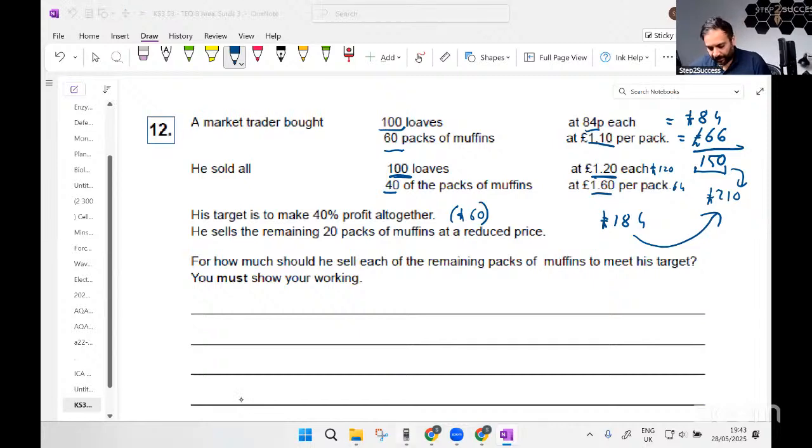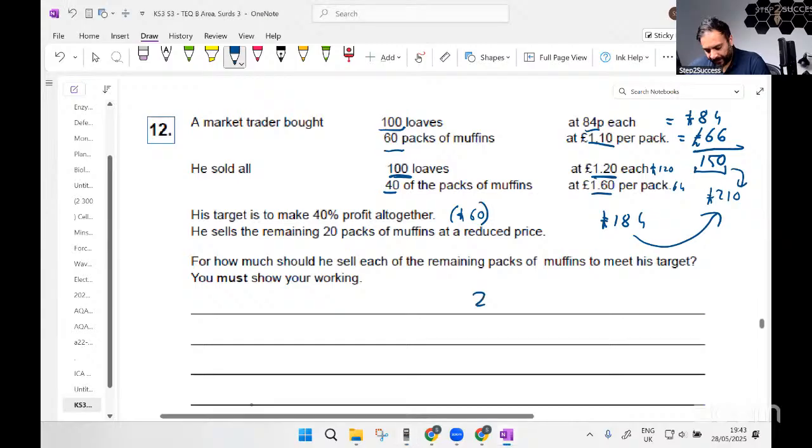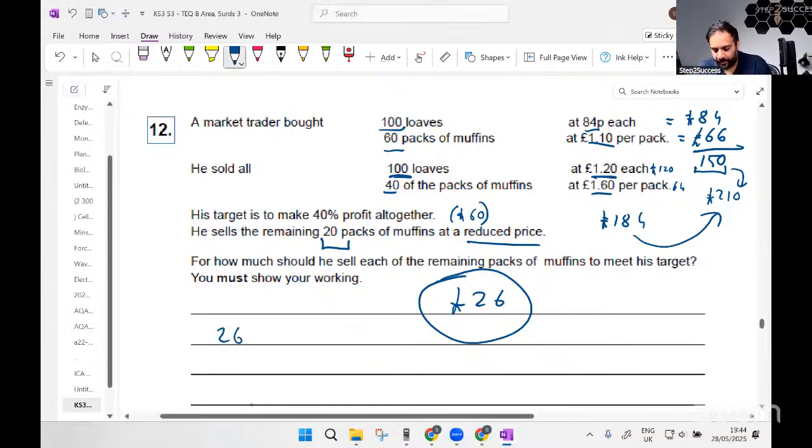So we've still got another 210 minus 184. We've still got another £26 to try and make to hit our target. And we have got 20 packs of muffins left. And we're going to sell them at a reduced price. How much should we sell these for to meet the target? So we need to make £26 and we have got 20 packs of muffins left. So let's divide that 26 by 20.